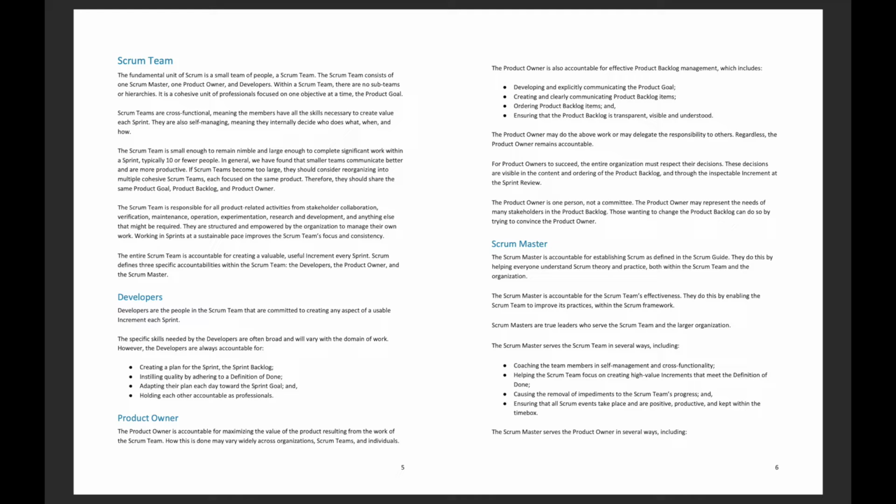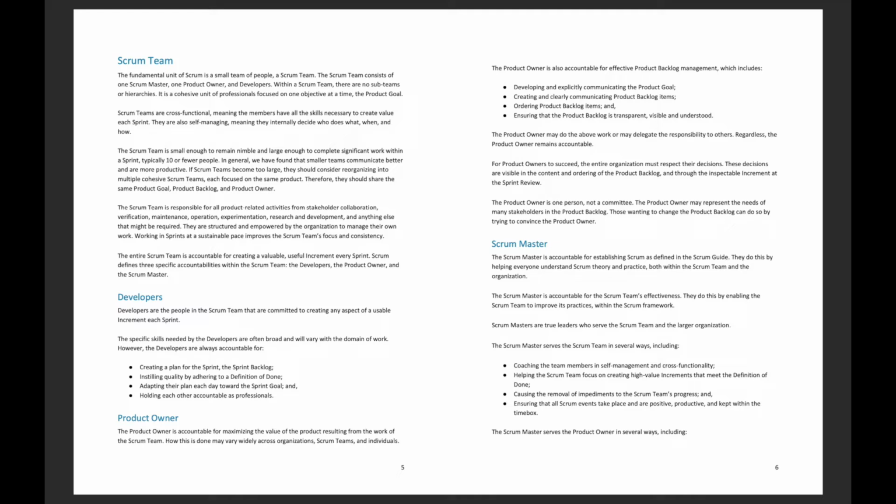Scrum Master. The Scrum Master is accountable for establishing Scrum as defined in the Scrum Guide. They do this by helping everyone understand Scrum theory and practice both within the Scrum team and the organization. The Scrum Master is accountable for the Scrum team's effectiveness. They do this by enabling the Scrum team to improve its practices within the Scrum framework. Scrum Masters are true leaders who serve the Scrum team and the larger organization.